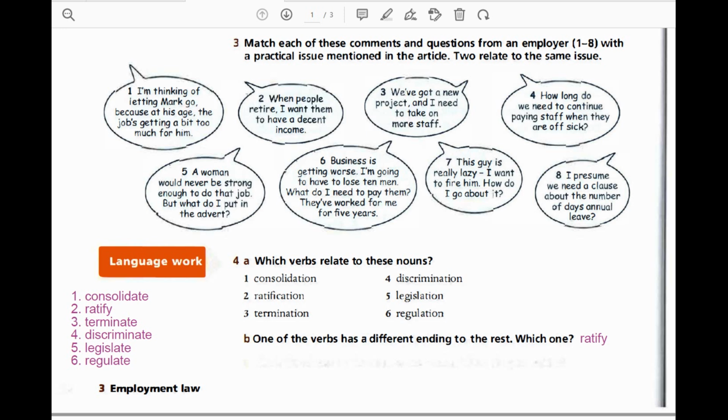And the last exercise is regarding language vocabulary. So which verbs relate to these nouns? We do have nouns, we need verbs. Consolidation, consolidate. Ratification, ratify. Termination, terminate. Discrimination, discriminate. Legislation, legislate. And regulation, regulate. And next, one of the verbs has a different ending to the rest. Which one? Surely ratify, not like the others.